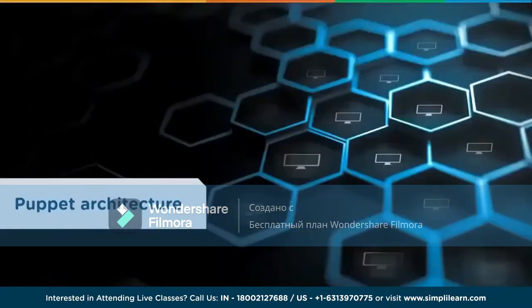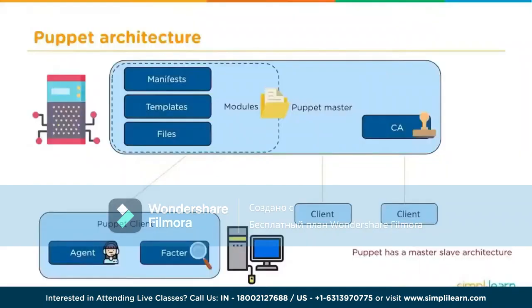So now that we know what Puppet is, let's look into the Puppet architecture. So Puppet has a master-slave architecture. As you can see here, on the top we have the Puppet master and below we have the Puppet clients. So the Puppet master is the system where your system administrator sits. The clients are those systems which require configuration. You can have n number of clients connected to the Puppet master. So don't worry, we'll look into each of these components in detail.